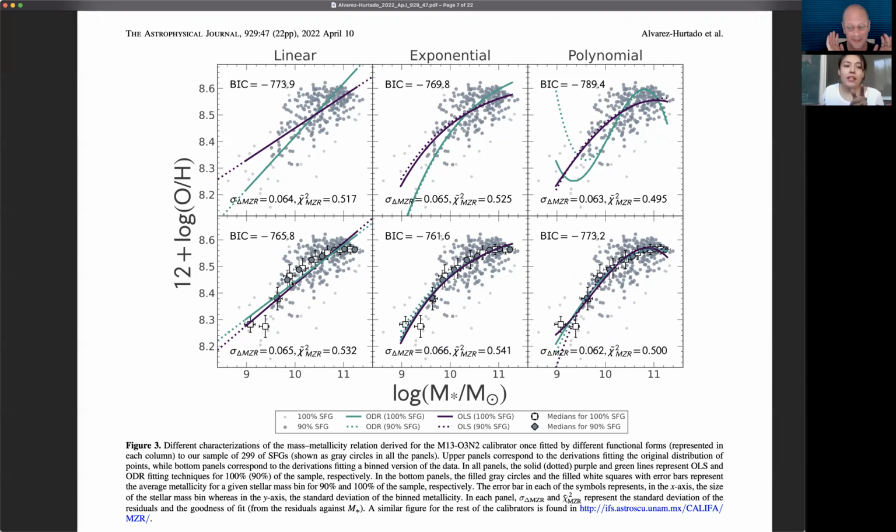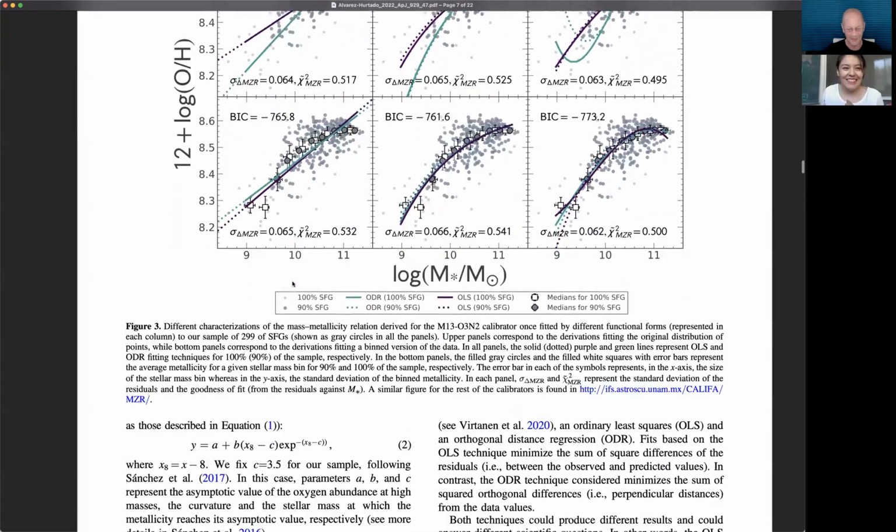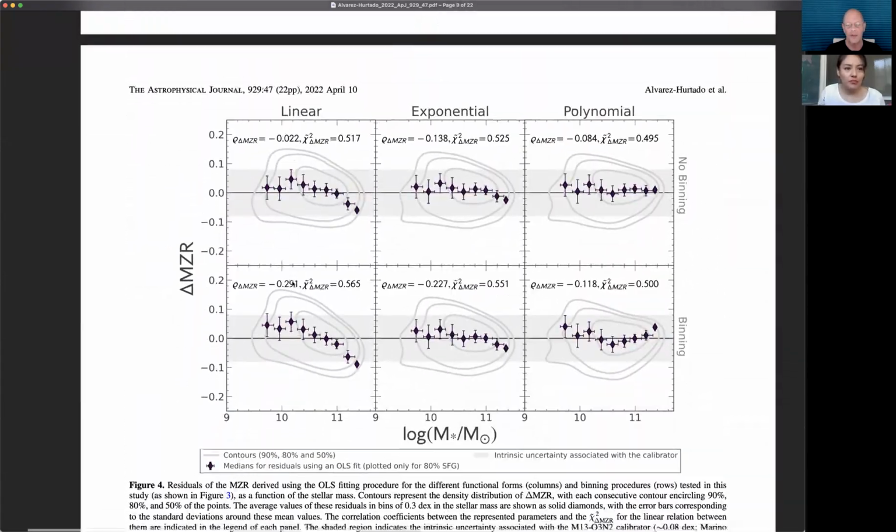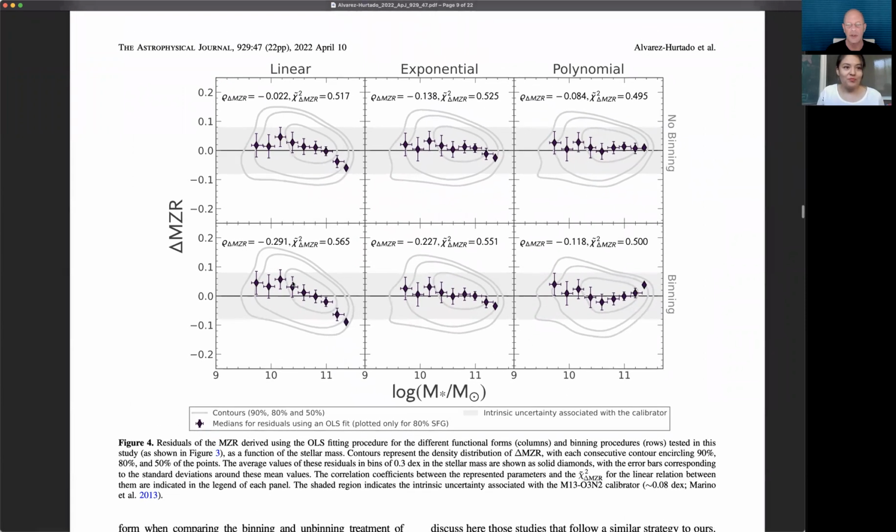And that brings us to figure 4. Very cool. There's our parameterizations. And figure 4, there we go. Contours and the delta MZR.